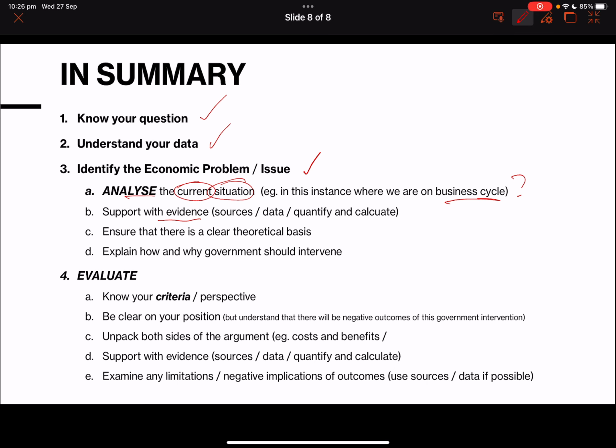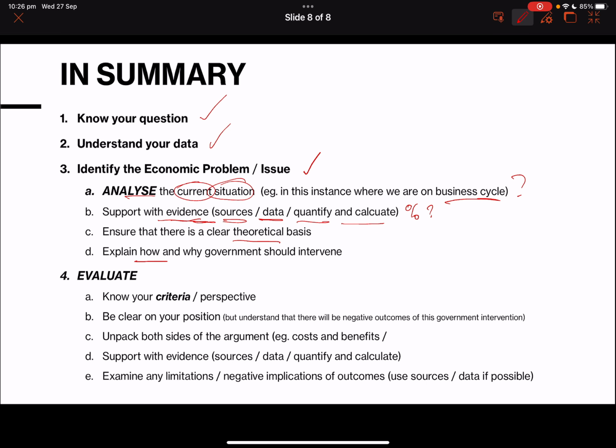Support with the evidence in front of you, the sources, quantify the data, calculate data, percentage changes. Maybe just do one, just chuck one in just to make sure you've done one. Link it back to your theory. I did ADAS and I've done production possibilities on this question. You can give it a shot.